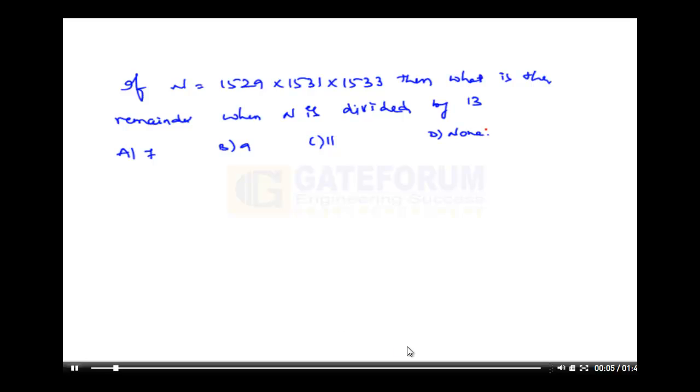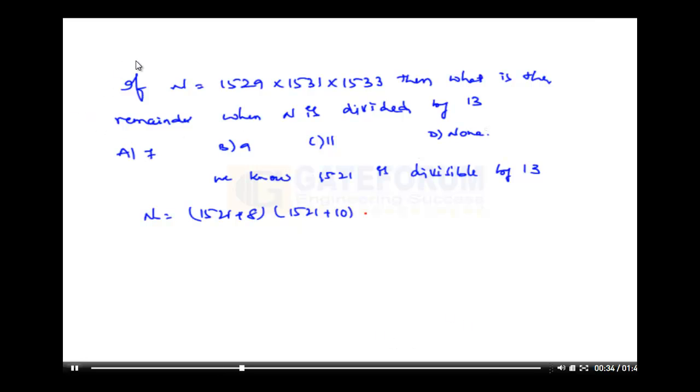Into 1531 into 1533. If the same number is divided by 13, then what remainder are we going to get? Now we know 1521 is divisible by 13. So n can be written as 1521 plus 8 into 1521 plus 10 into 1521 plus 12.